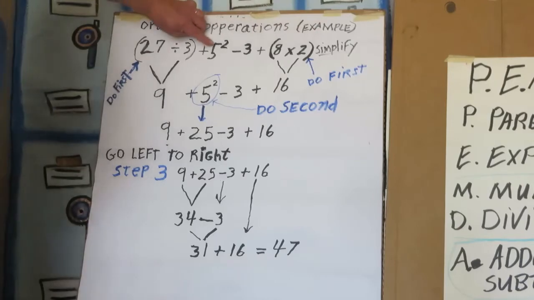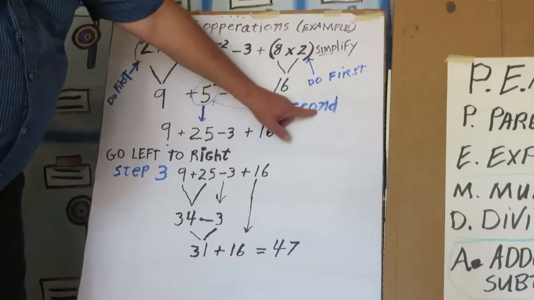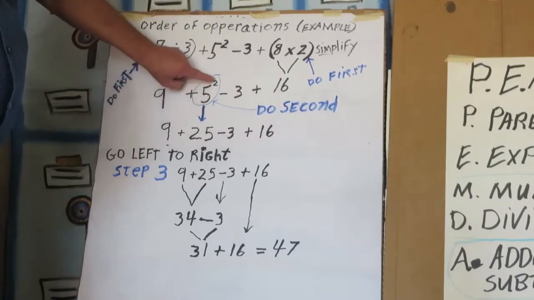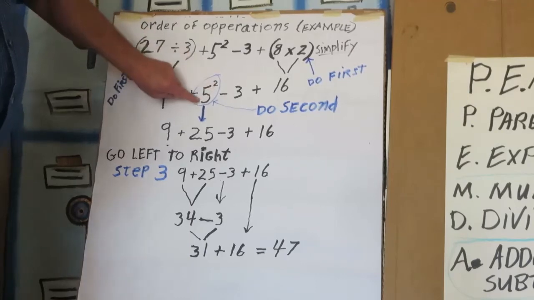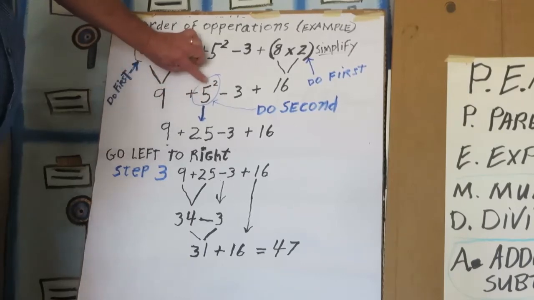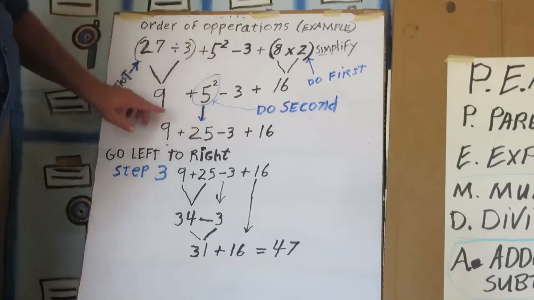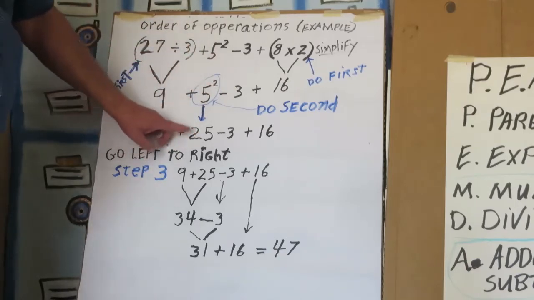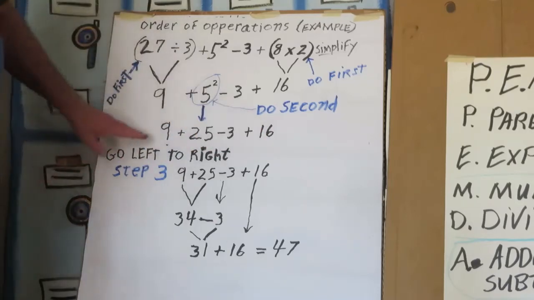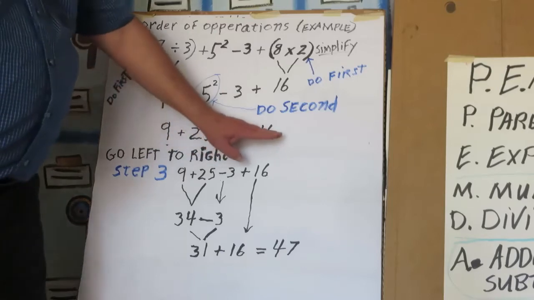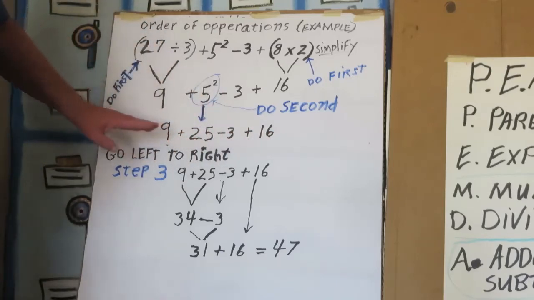The second thing we did was the exponent. They call it 5 squared, or 5 to the second power, or sometimes an exponent of 2. So that's 25. Now we have 9 plus 25 minus 3 plus 16. So there is no multiplication or division, so then we go to addition and subtraction.